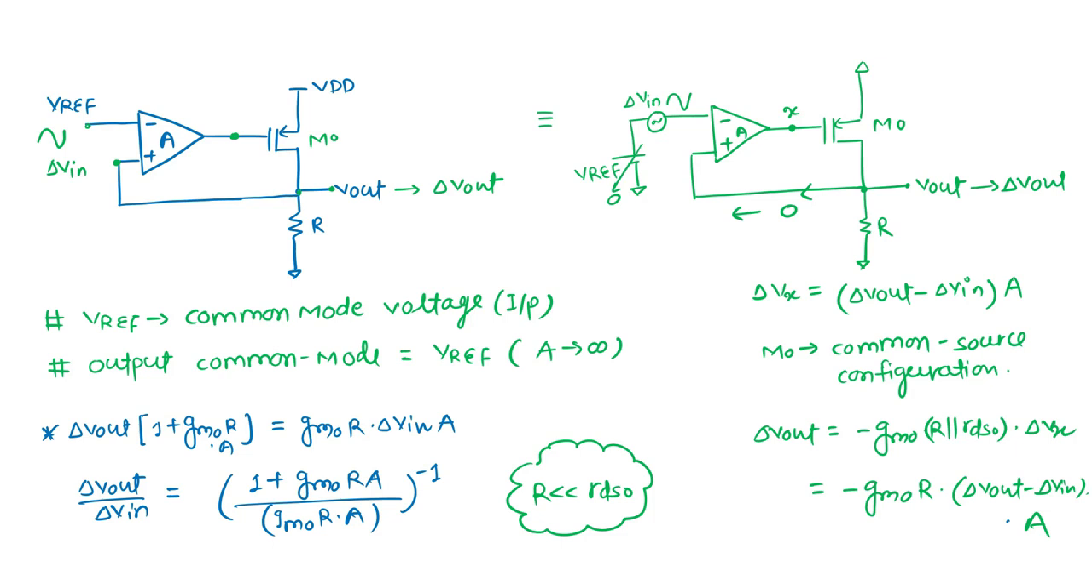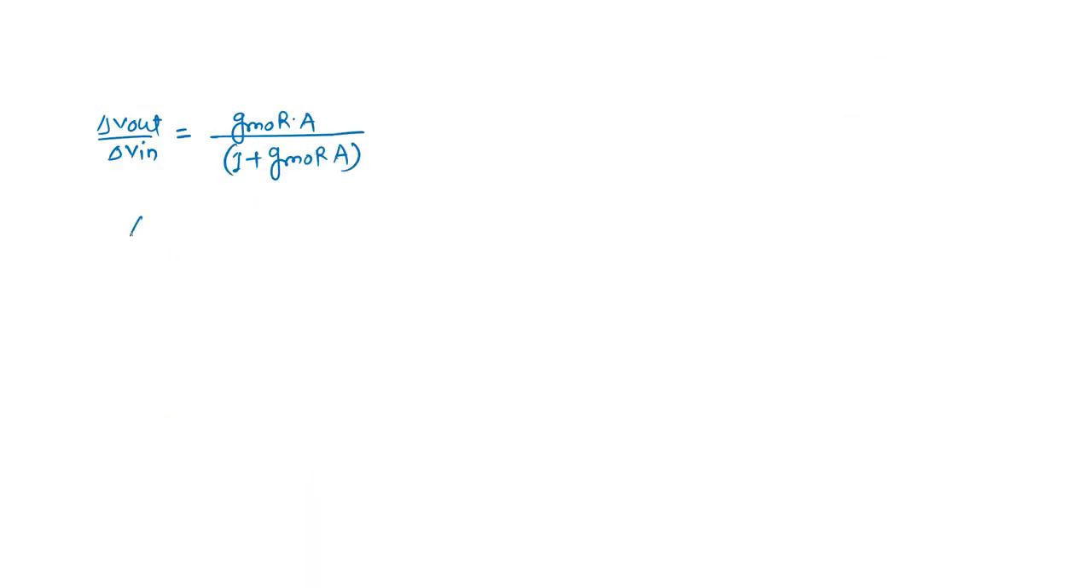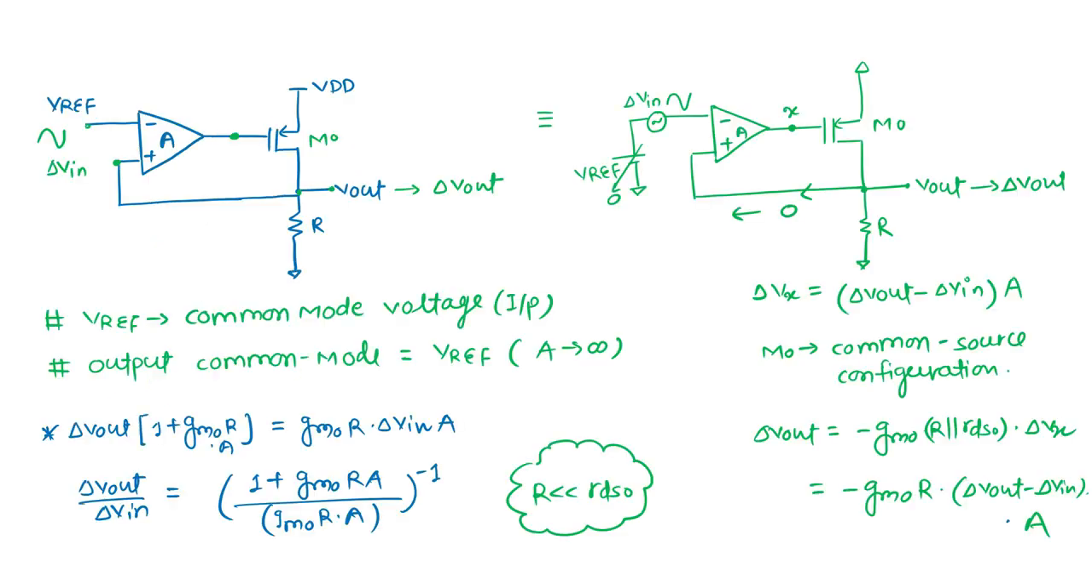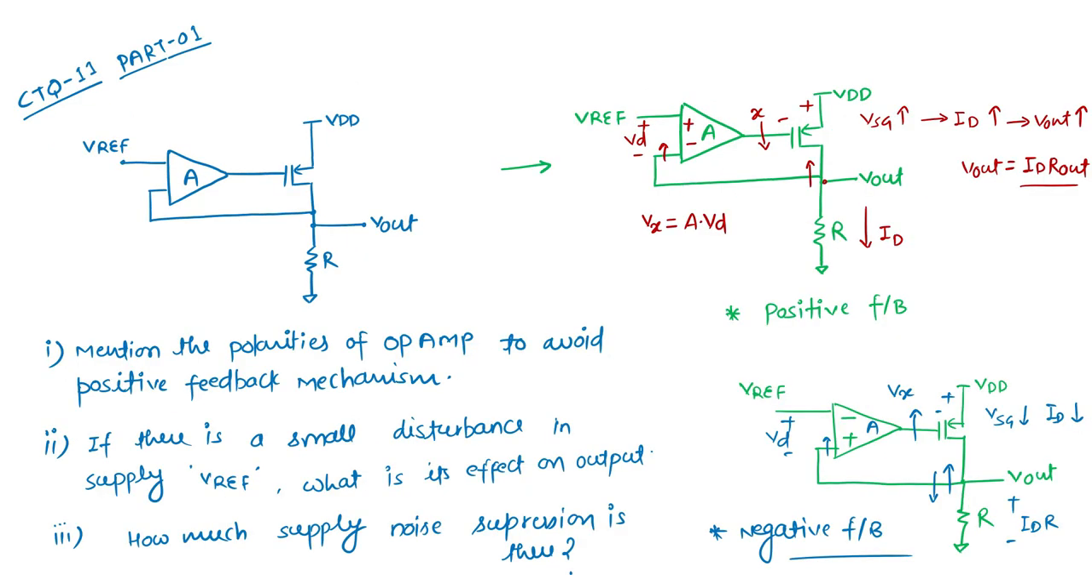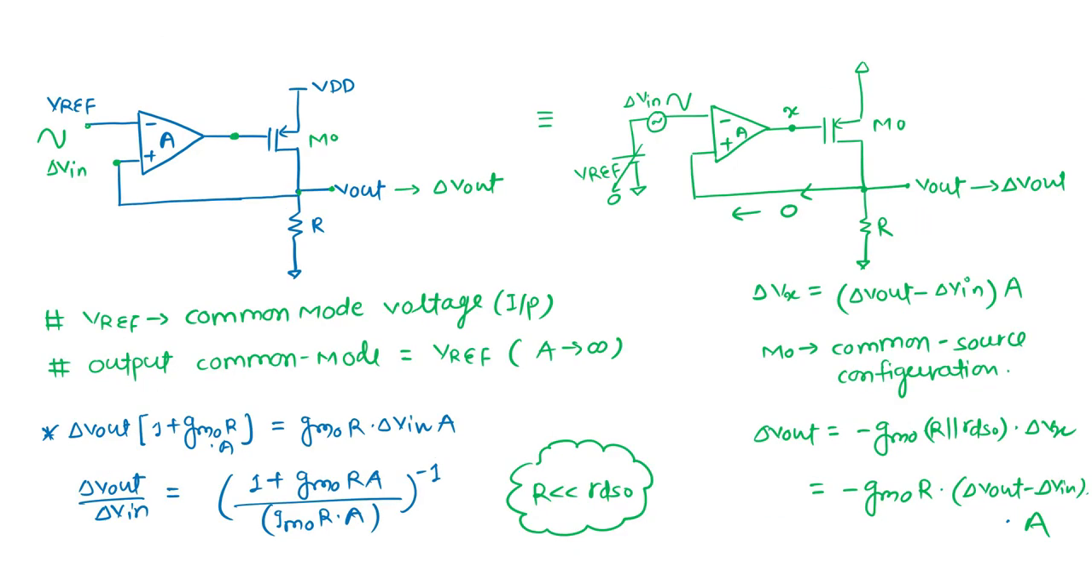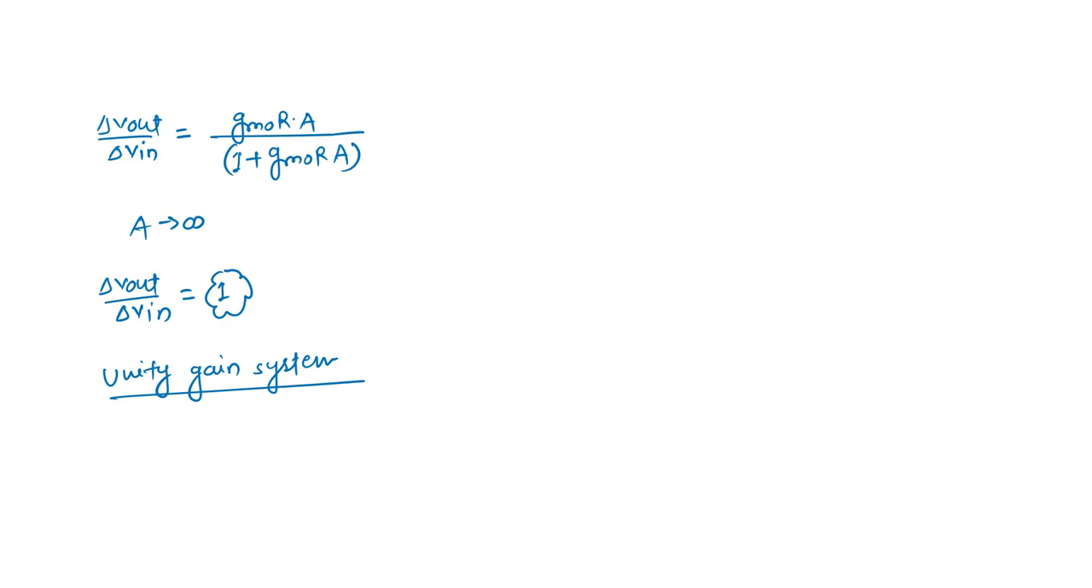So what is the gain? Okay, if my gain is infinite, then you can see del V out by del V in is equal to 1. So it is actually a unity gain system. Anyway, we have seen polarity. Now polarity is correct, and we have seen this calculation. Okay, so this is one thing.